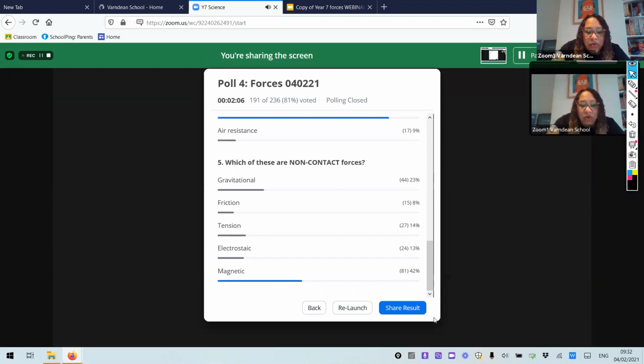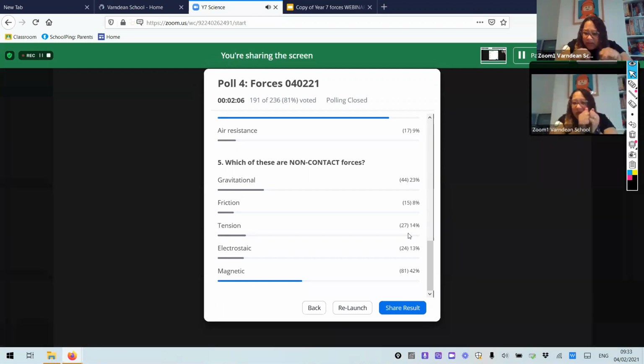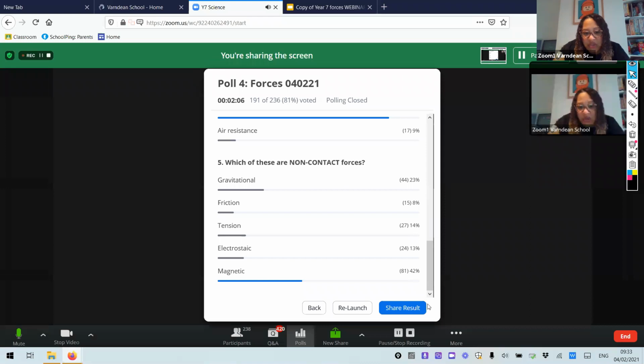Which of these are non-contact forces? If you chose magnetic, fantastic. If you chose electrostatic, which I've spelled incorrectly, I do apologise, I've missed a T. And if you chose gravitational, you'd be correct. Friction and tension are contact forces. Remember, contact is where they're touching, and tension, pulling, the tautness of a rope or a wire or whatnot, is a contact force. So for the most part, actually, you did very well. So this is really good. That's good for Miss and I to know.